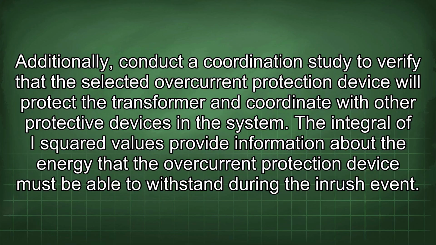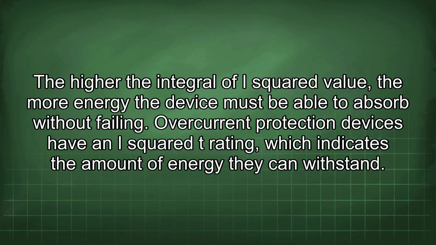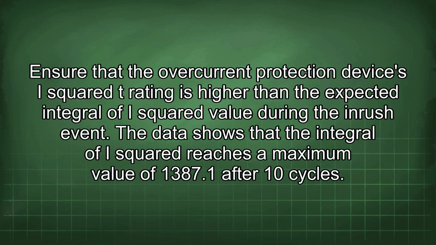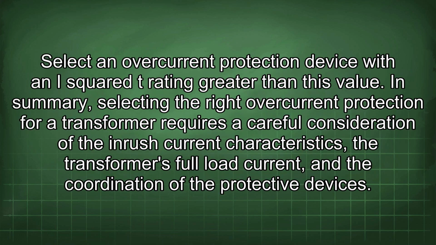The integral of I² values provide information about the energy that the overcurrent protection device must be able to withstand during the inrush event. The higher the integral of I² value, the more energy the device must be able to absorb without failing. Overcurrent protection devices have an I²T rating, which indicates the amount of energy they can withstand. Ensure that the overcurrent protection device's I²T rating is higher than the expected integral of I² value during the inrush event. The data shows that the integral of I² reaches a maximum value of 1387.1 after 10 cycles. Select an overcurrent protection device with an I²T rating greater than this value.